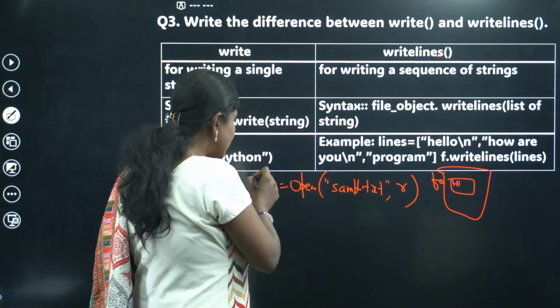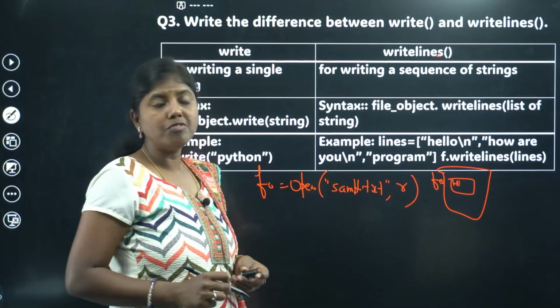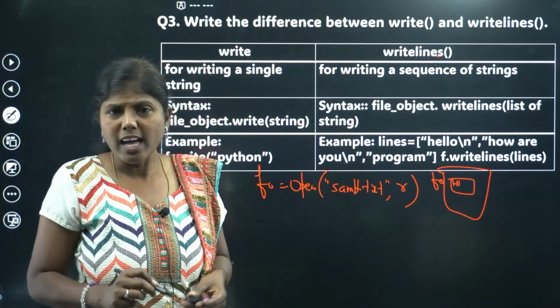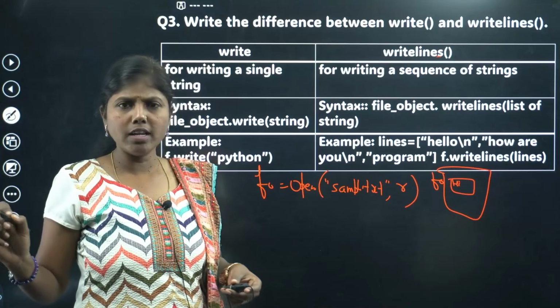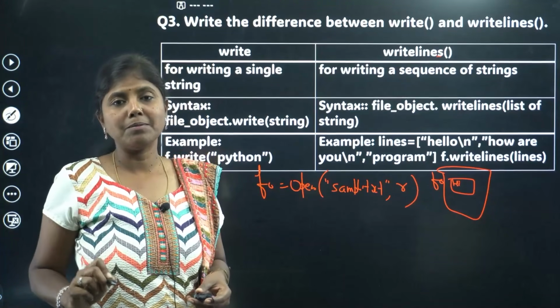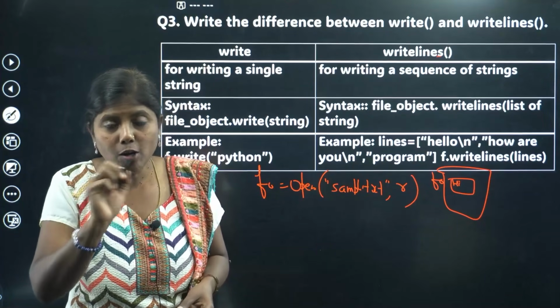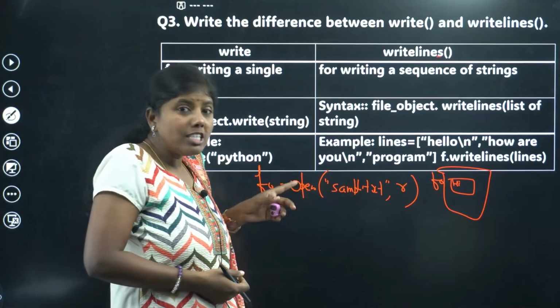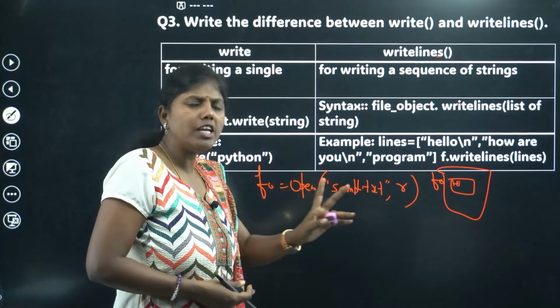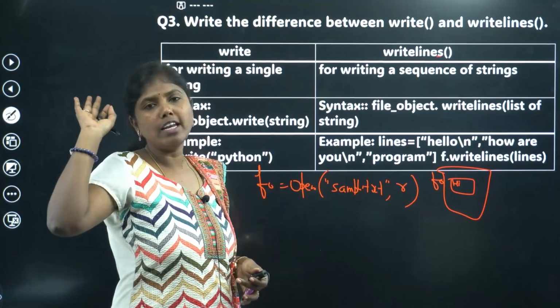Okay, that is returned by a function called open function, FO. Is FO compulsory? Whatever name you can give it. It's a file object; you can give any name. So this file object should always be used whenever you call any function.